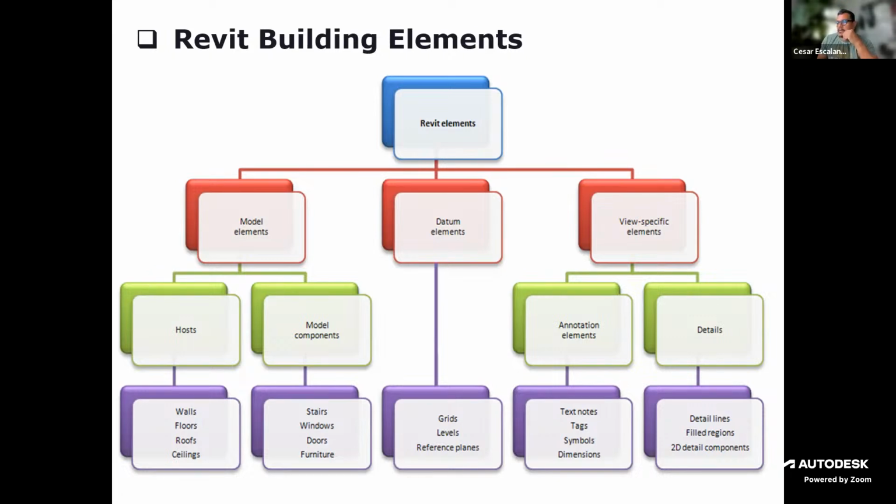All right, so this is how Revit classifies the building elements. And that's Revit 101: model elements, datum elements, and view-specific elements.